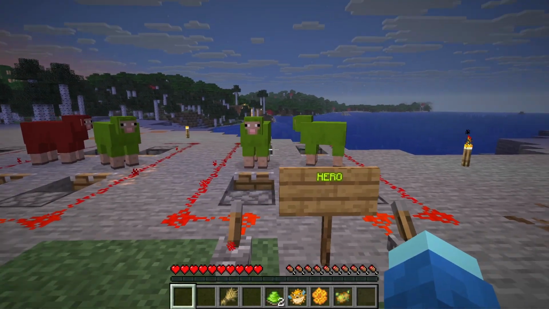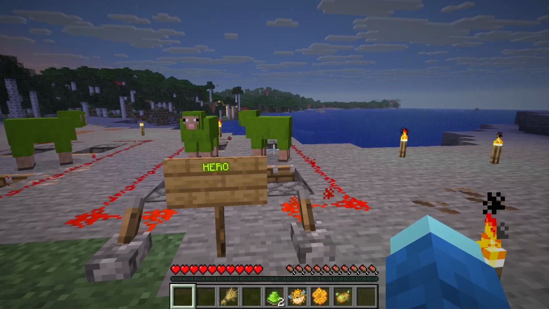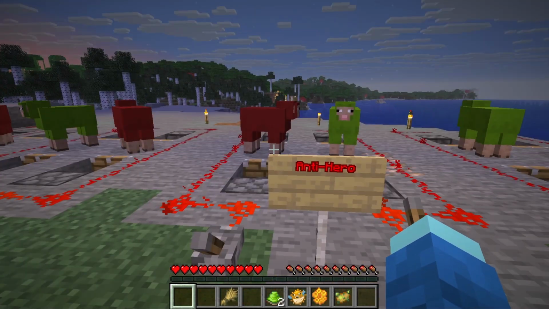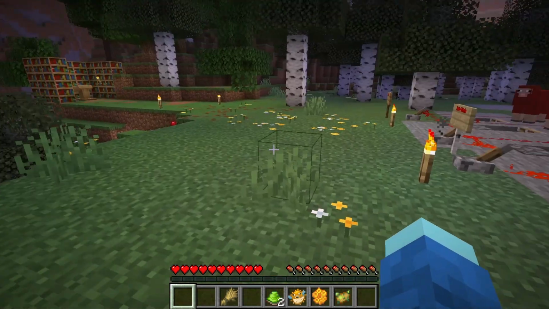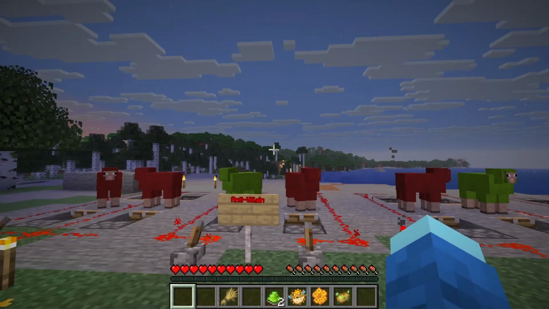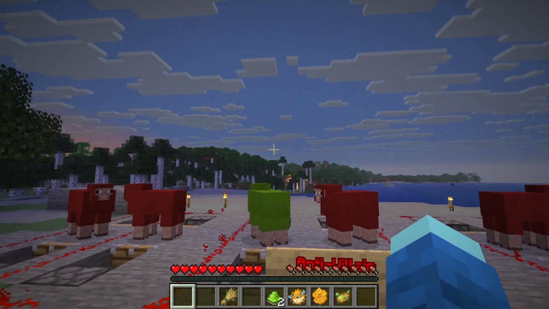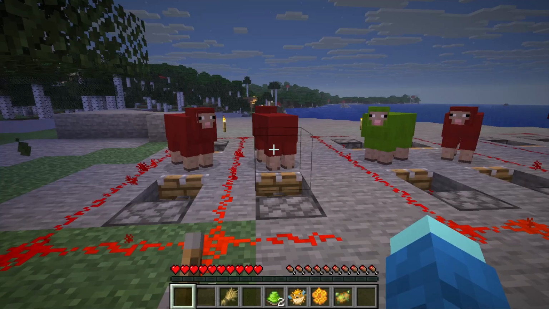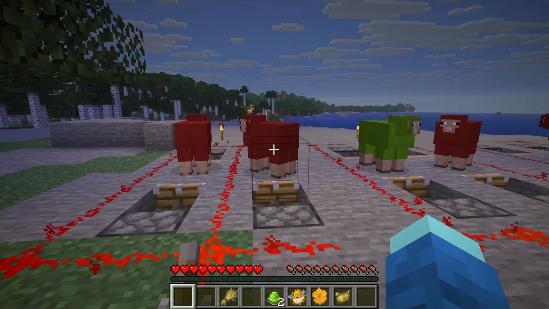First, we have a hero, a person who does the right thing for the right reasons. Next, we have an anti-hero, a person who does the wrong thing for the right reasons. I know this is a little confusing, but stay with me, I'll explain it more. Next, we have the anti-villain, a person who does the right thing for the wrong reasons. Finally, we have a villain, a person who does the wrong thing for the wrong reasons.